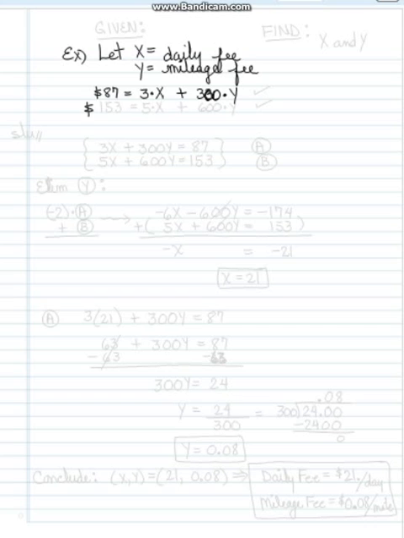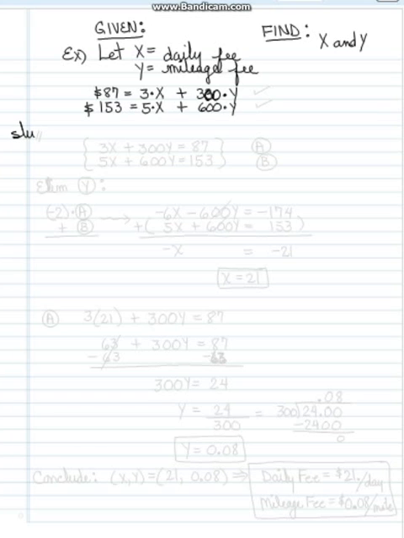And then his friend named Mary, she paid $153. She had her car for 5 days, so the cost for the days is 5 times X, X being the daily fee, plus she drove 600 miles, so the mileage charge is 600 times Y. So those are all given information, okay? And from that, they want us to find the daily fee and the mileage fee, X and Y.